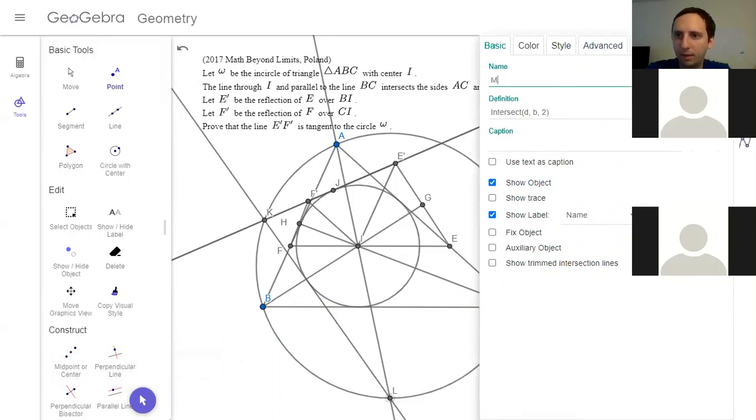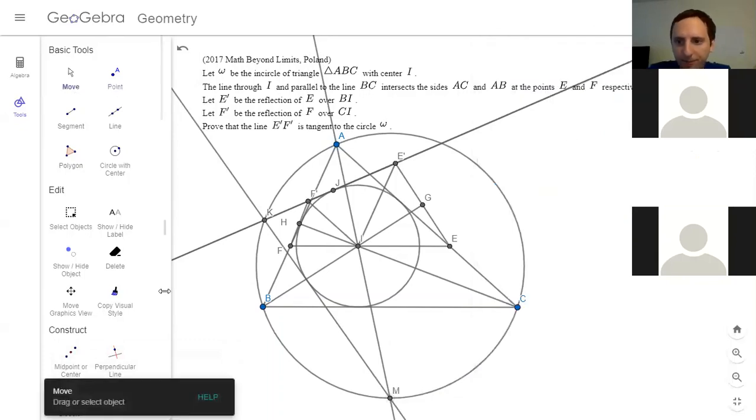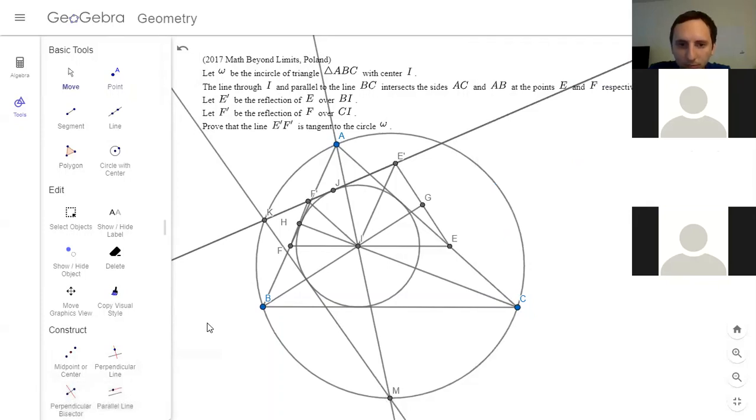Michael, I have a solution for this. Oh yeah? All right. It's kind of easy. Well, we claim that IF is parallel to AC, and IE' is parallel to AB. Yeah, and IF' divided by IE' is IF divided by IE. Yeah, because this is isosceles. Yeah. So yeah, IFB is isosceles.